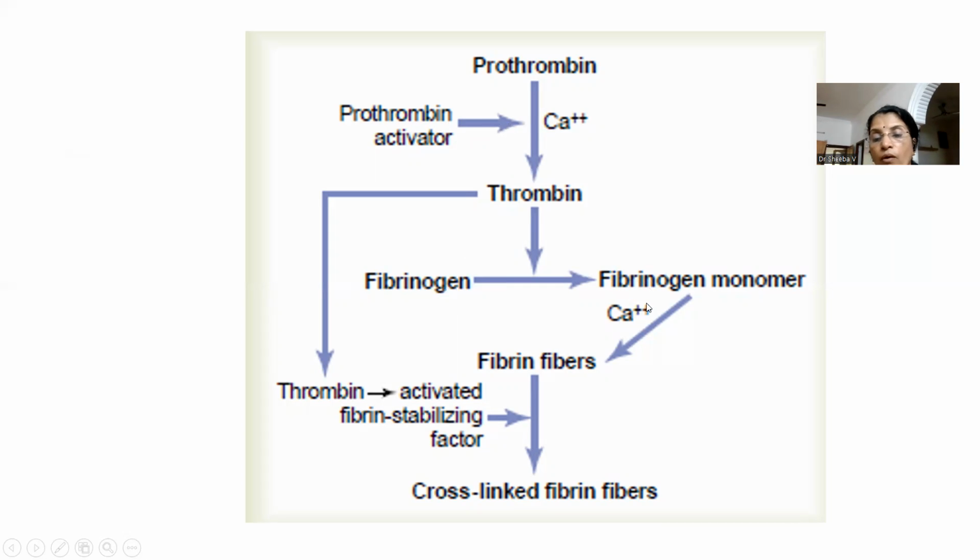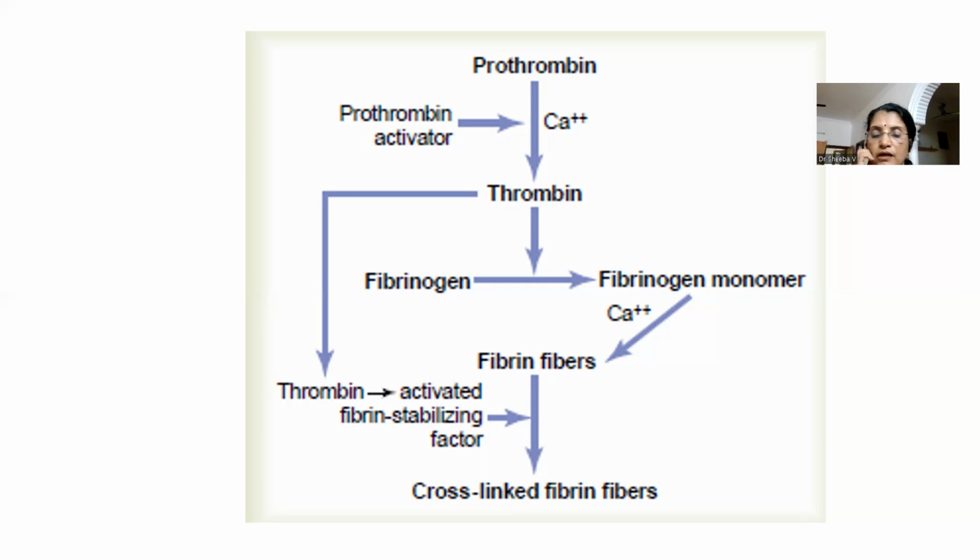Here these fibrin monomers together form the fibrin network or meshwork. The thrombin activates the fibrin stabilizing factor. The fibrin monomer that is converted to a fibrin network forms cross-linked fibrin fibers by the fibrin stabilizing factor. The soluble fibrinogen is converted to insoluble fibrin monomer, which forms a network or meshwork, and that is activated by the fibrin stabilizing factor.